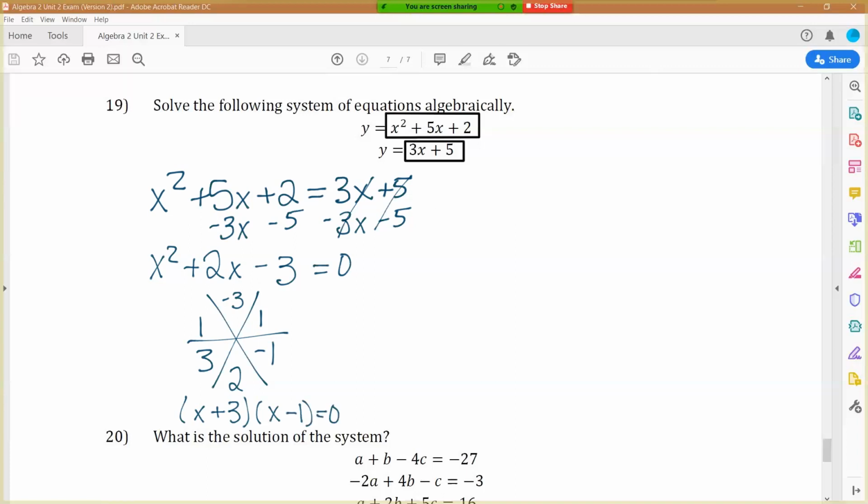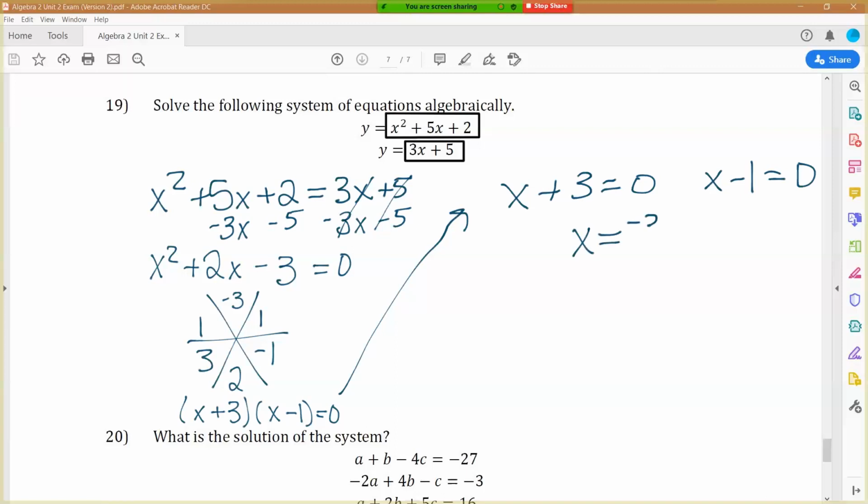So that gives me factors x plus 3 and x minus 1, which really tells me that x plus 3 equals 0 and x minus 1 equals 0. So my answers, or my x's of my answers, are going to be negative 3 and positive 1. There's another point. But remember, this is a 4-point problem, and we've only got 2 of the 4 points.